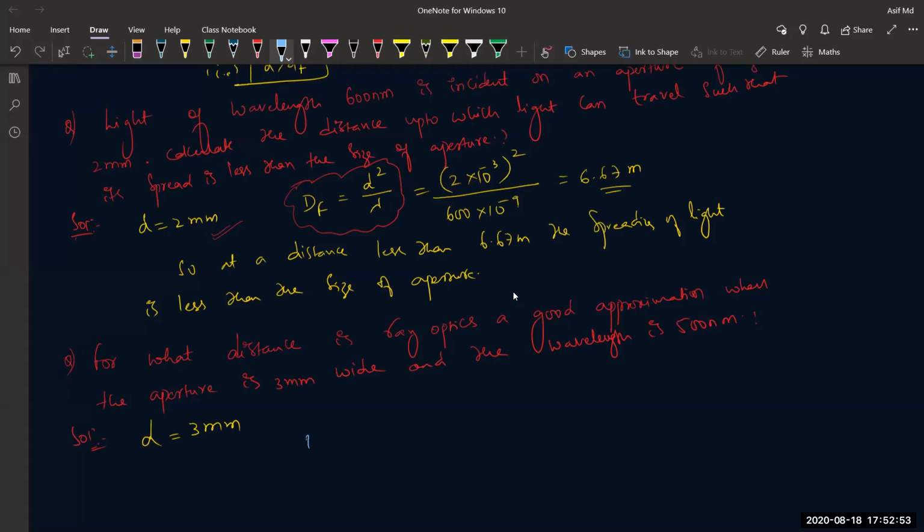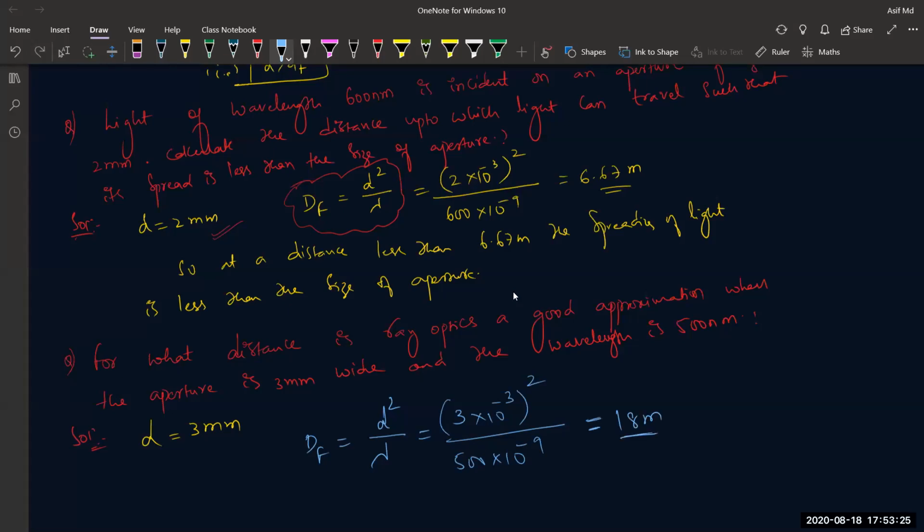df is equal to d square by lambda. The d value given is 3 mm. So that will be 3 into 10 to the power of minus 3 whole square, divided by the wavelength, which is 500 nanometer, that is 500 into 10 to the power of minus 9. So that is 10 to the power of minus 6 over 10 to the power of minus 9, and it will become 3 by 5. Simplified, how much am I getting roughly? 18 meters.